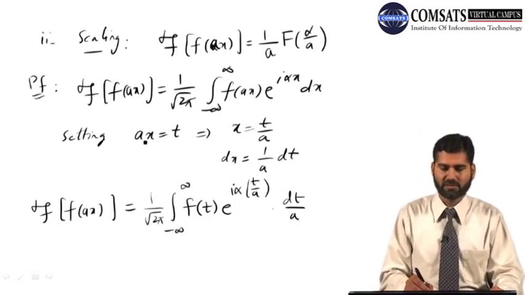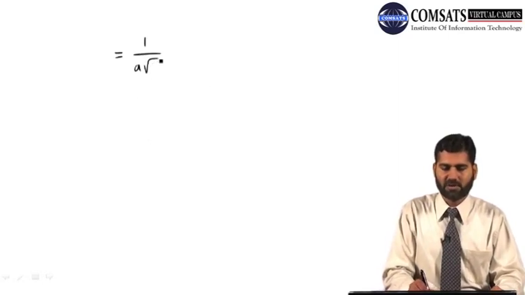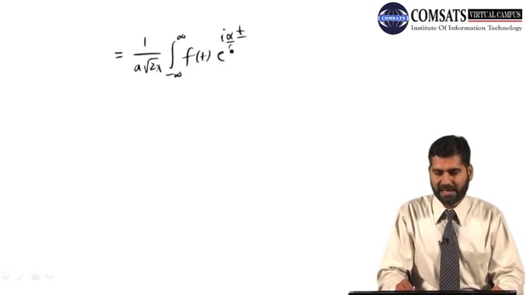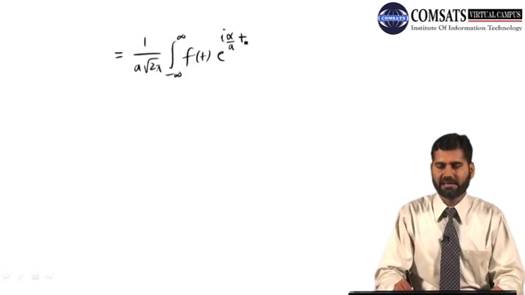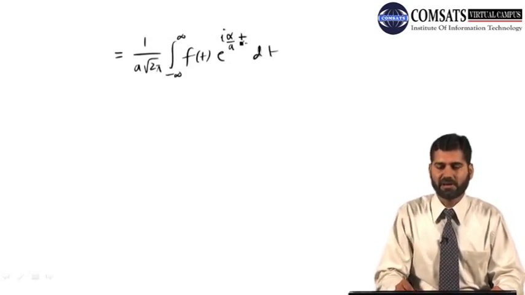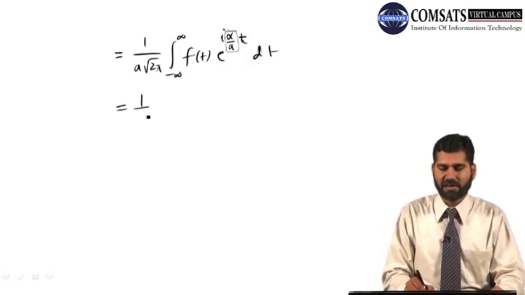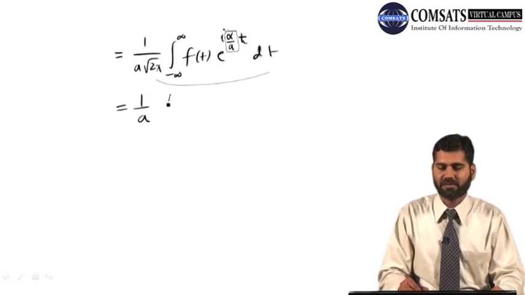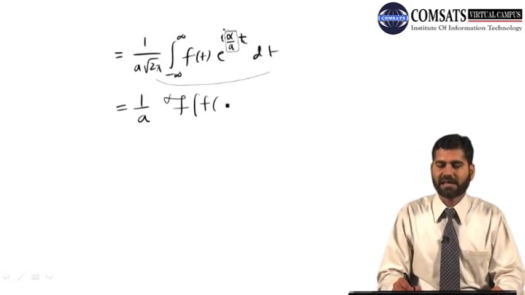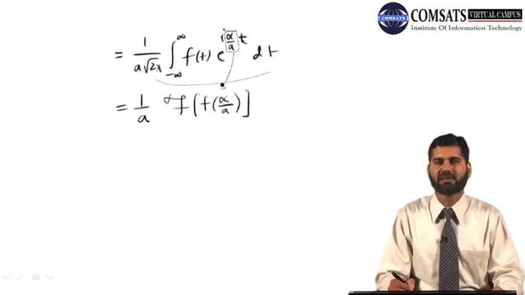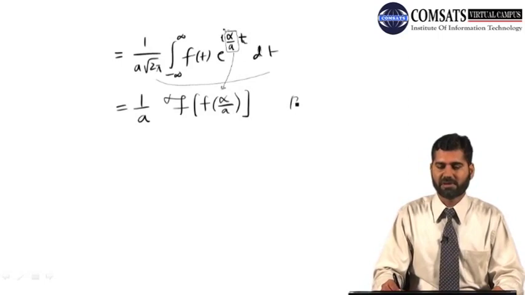Now you can bring 1 over a outside, so this will become 1 over a square root of 2 pi, integral of f(t) e to the minus iota alpha by a t dt. So what is the difference in the Fourier transform here? The only difference is that your alpha is replaced by alpha by a. So this is the Fourier transform with 1 over a. This inside thing is the Fourier transform of the same f function, but now our argument is not just alpha, it is alpha by a. You see, from here it becomes alpha by a. So the scaling property is again simple.